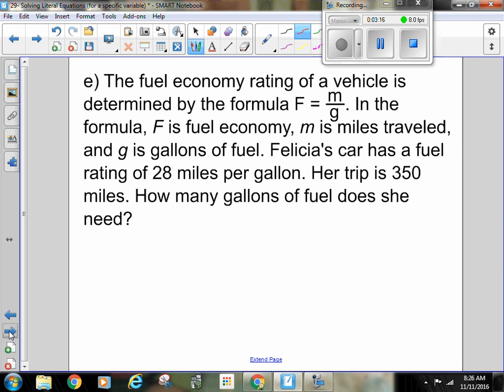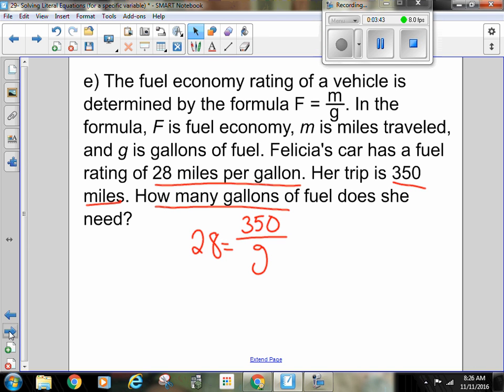Alright, last one. The fuel economy rating of a vehicle is determined by the formula F equals M divided by G. In the formula, F is fuel economy, M is miles traveled, and G is gallon of fuel. Felicia's car has fuel rating of 28 miles per gallon. Her trip is 350 miles. How many gallons does she need? Alright, so her fuel economy is 28. She travels 350 miles. We want to find out how many gallons.